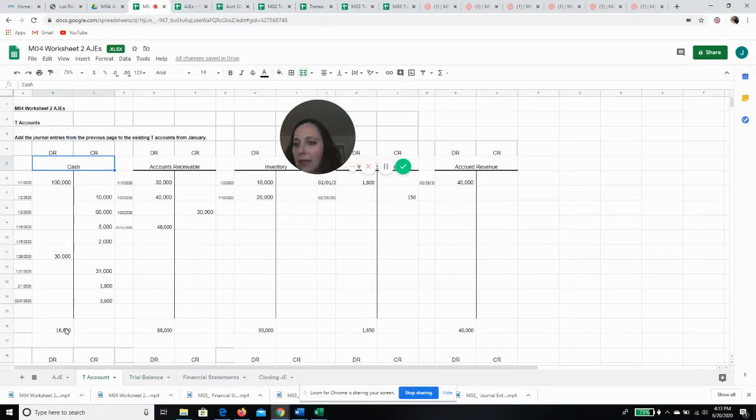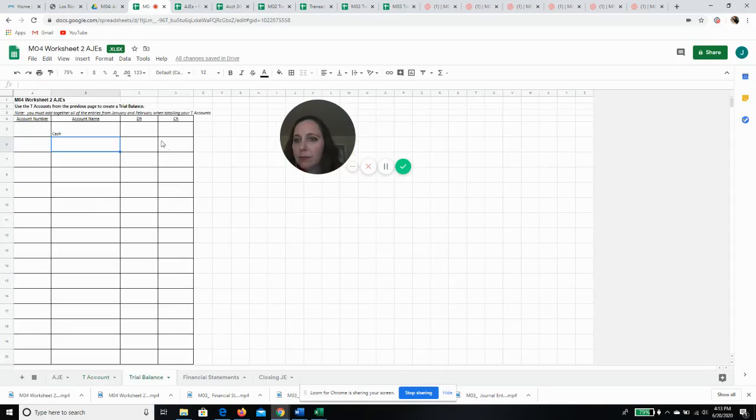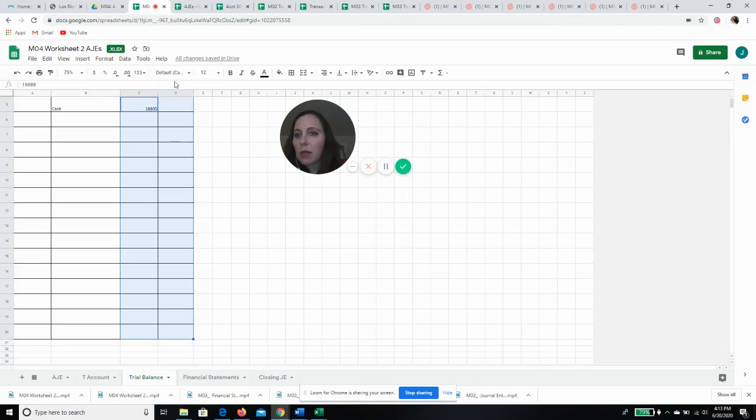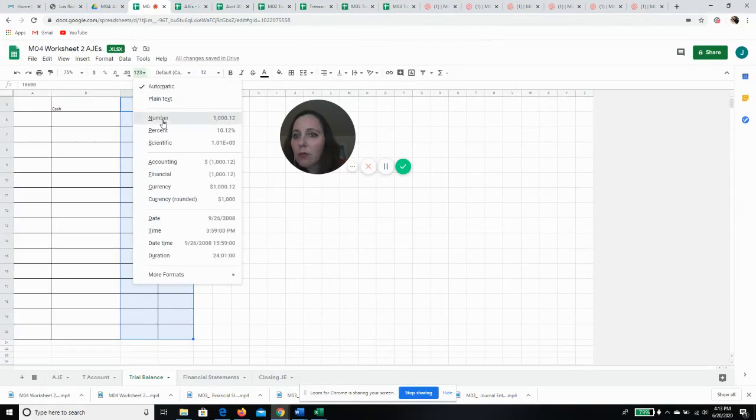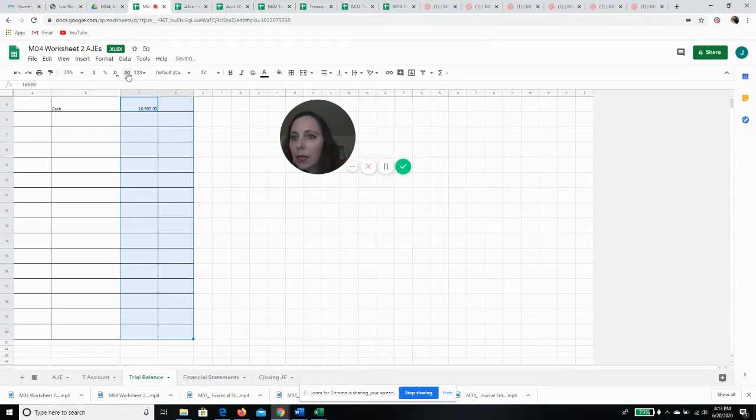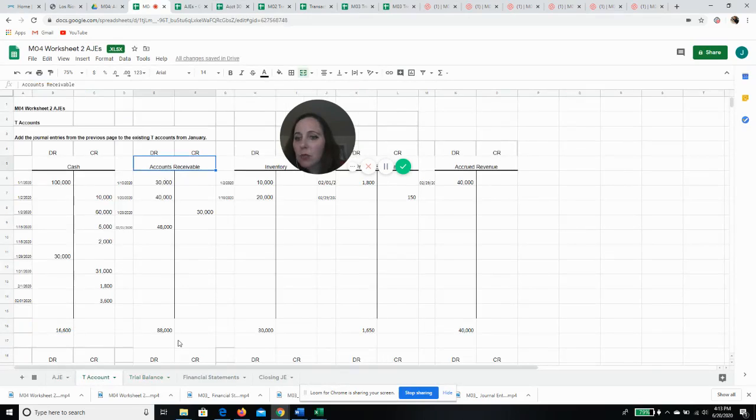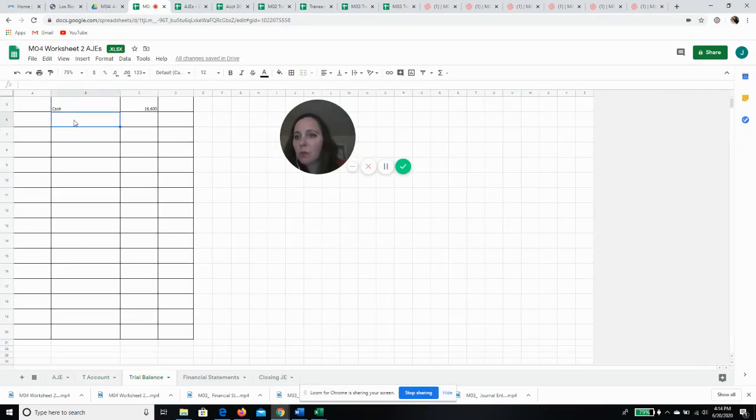And cash had a balance of 16,600 debit. 16,600 debit. All right, and we want these numbers nice and formatted because, who doesn't like formatted numbers? All right, and we'll get rid of the zeros. Then we had accounts receivable had an ending balance of 88,000 debit. So I'll put in accounts receivable with an 88,000 debit.